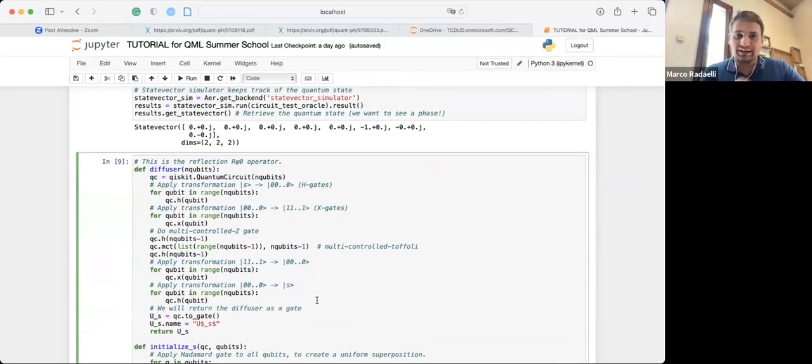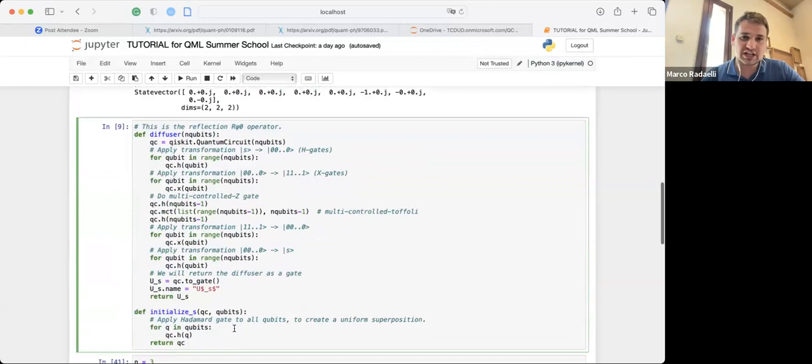Now, this is the psi-naught operator. This is a function which comes from the Qiskit documentation. I'm going to explain how it works in a second, but for the moment, let's take it as it is. So that's the R psi-naught, the reflection around psi-naught. Again, it's a little bit intricate, but I'm going to show you why it is how it is. But I need to share the iPad again. So give me a second for this.